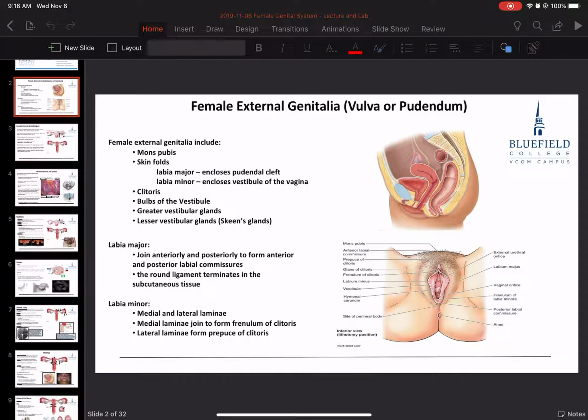Yes? It goes into the labia majora, yeah, into the subcutaneous tissue that forms the labia majora.